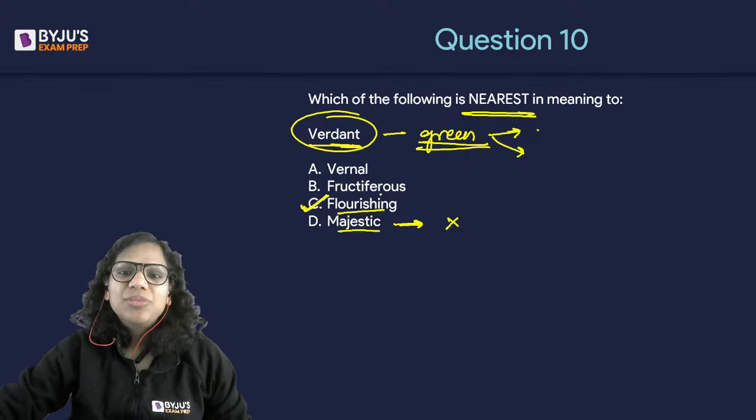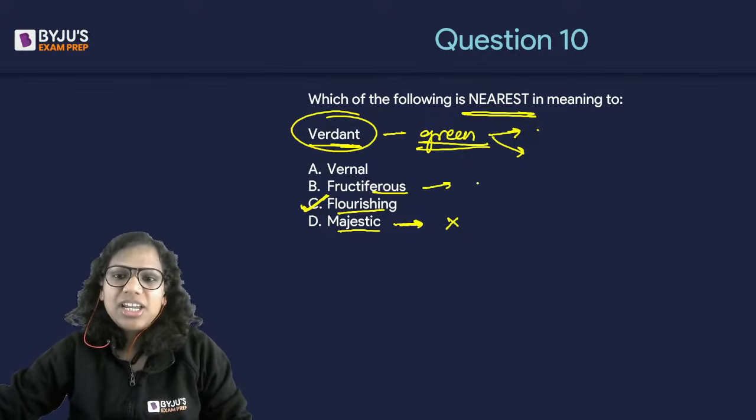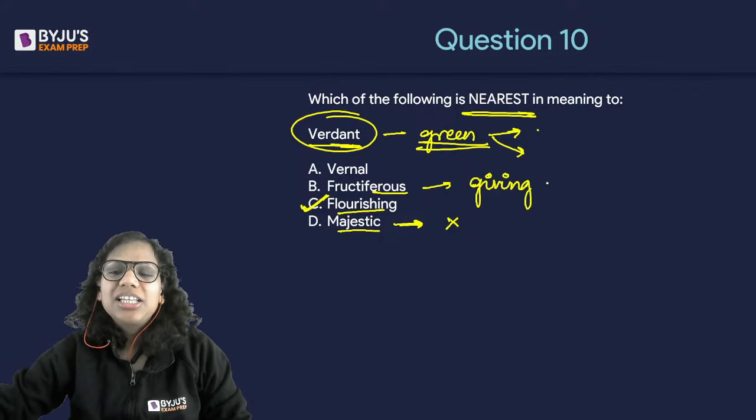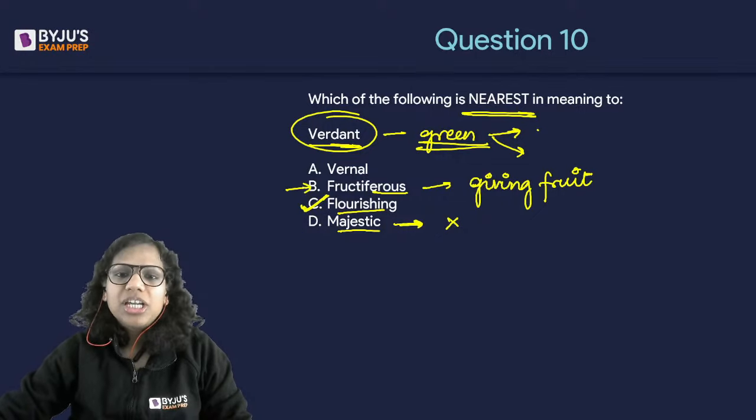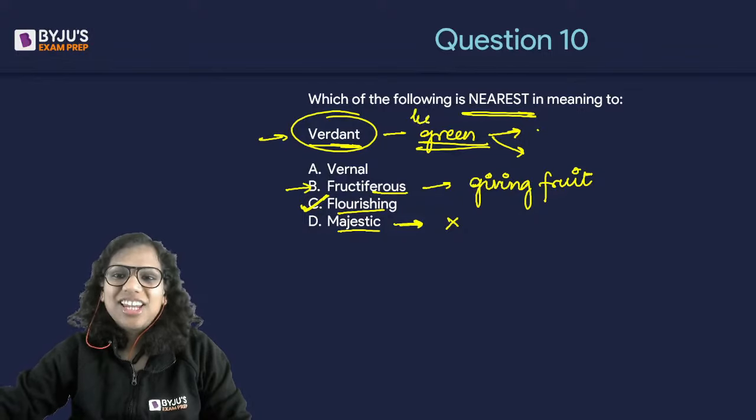Fructiferous, something that gives fruits, right? Something giving fruit. So a fructiferous tree is a tree that will give you fruit, right? That is fructiferous. So it's not about bearing fruit. It's about being lush green. Lush green, flourishingly green.